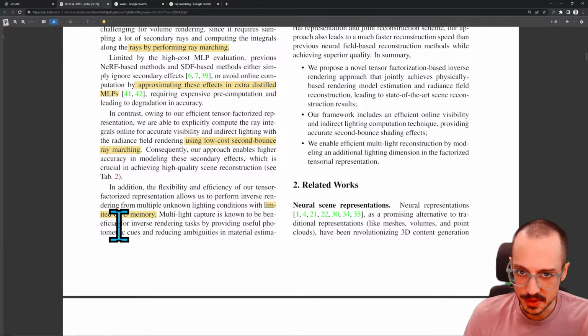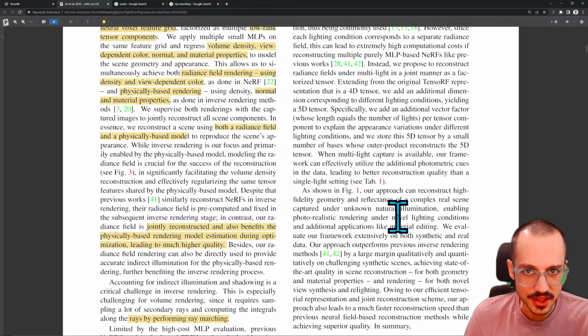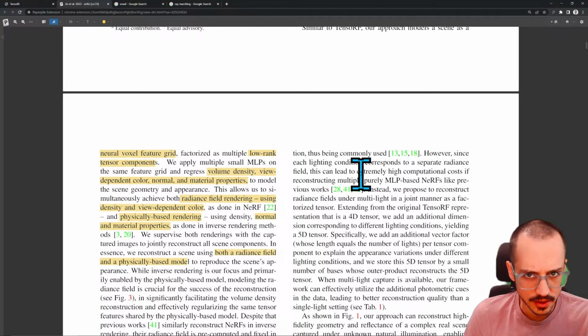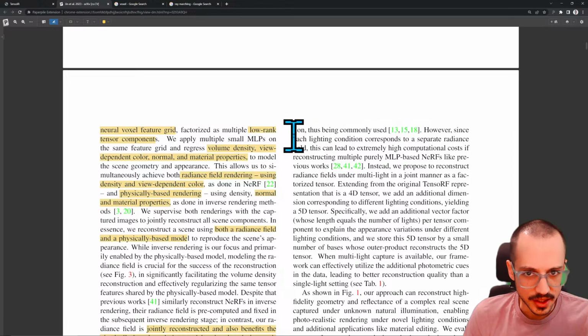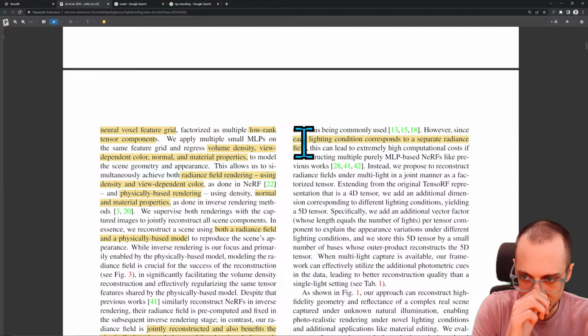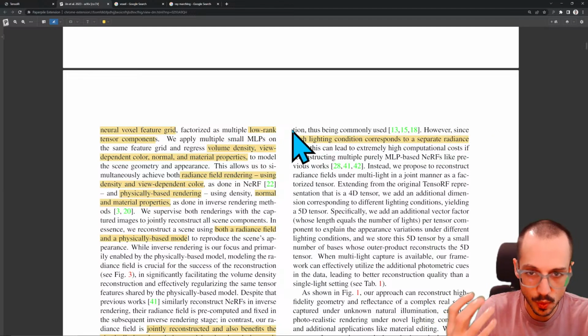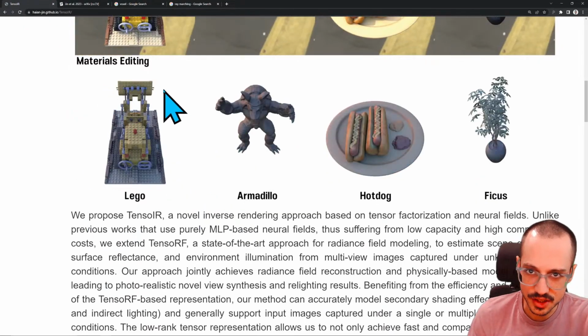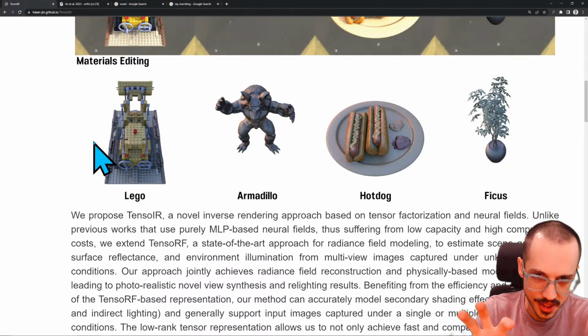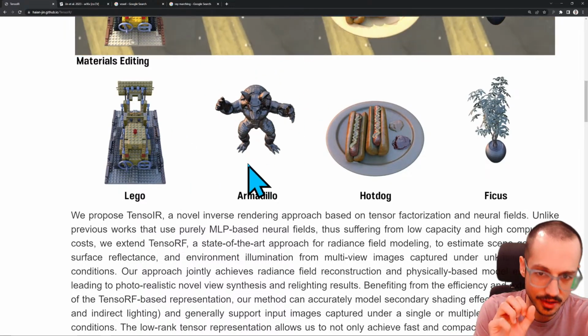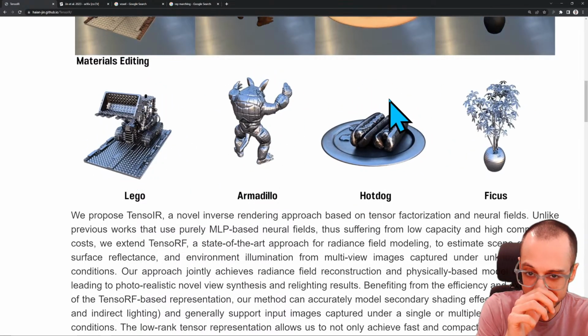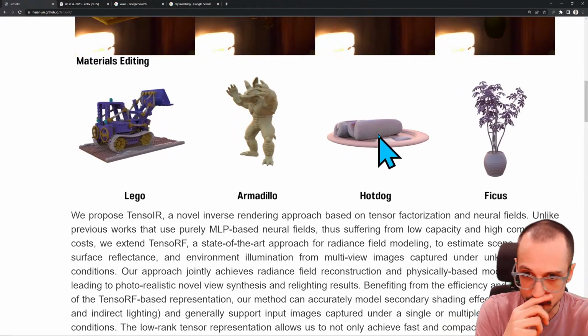Multi-light capture is known to be beneficial for inverse rendering by providing useful photometric cues and reducing ambiguities in material estimation. Since each lighting condition corresponds to a separate radiance field. Yeah, so this is an issue: sometimes in NeRFs, not only is a single scene a different NeRF, so if you have one picture, you would have a NeRF that represents only this armadillo, you would have a separate NeRF that represents only this hot dog, and for each one of those you have to train it from scratch, which is really annoying.